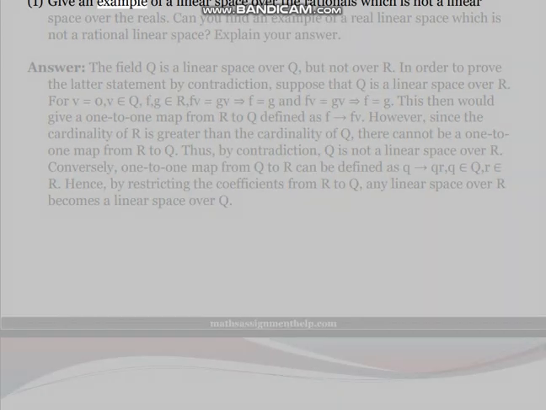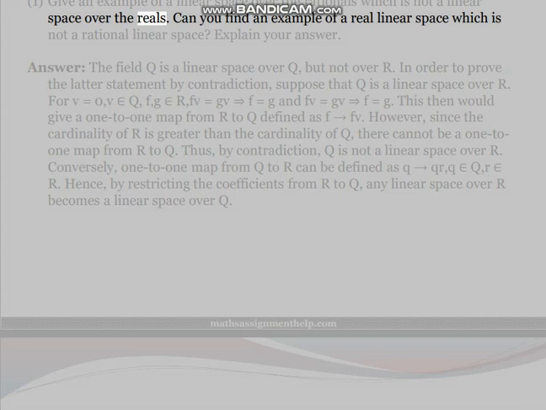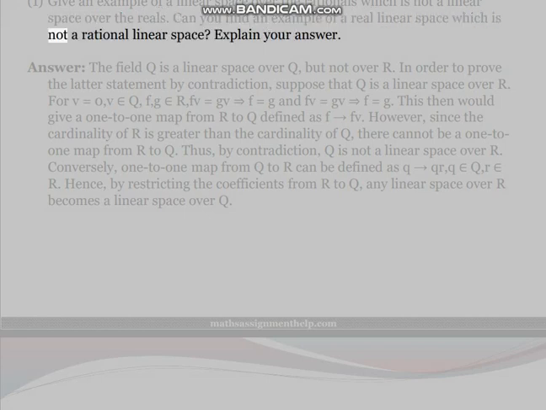1. Give an example of a linear space over the rationals which is not a linear space over the reals. Can you find an example of a real linear space which is not a rational linear space? Explain your answer.